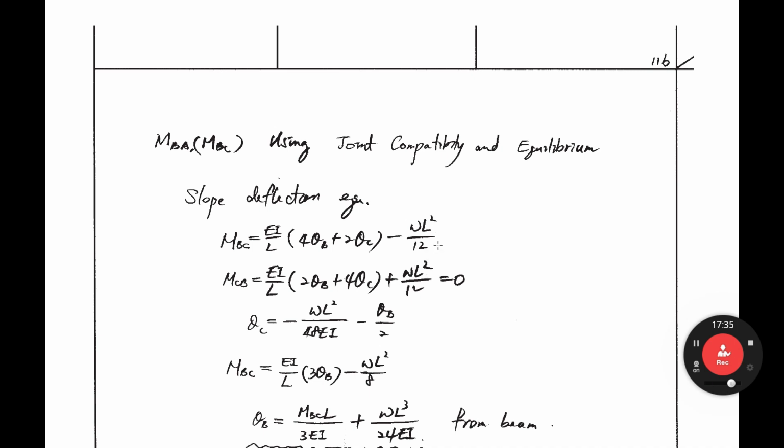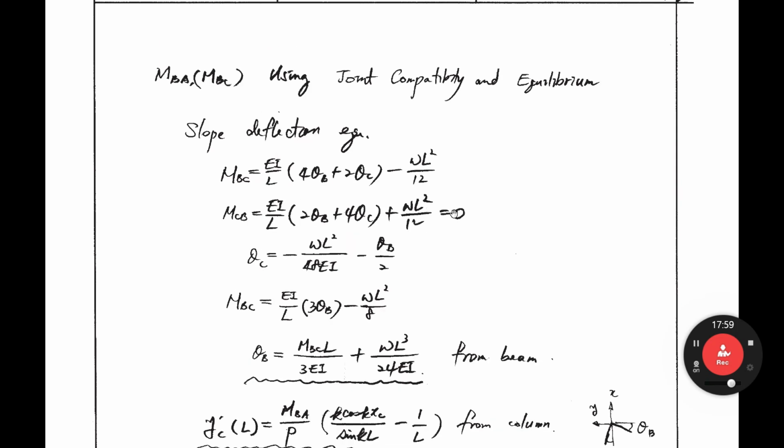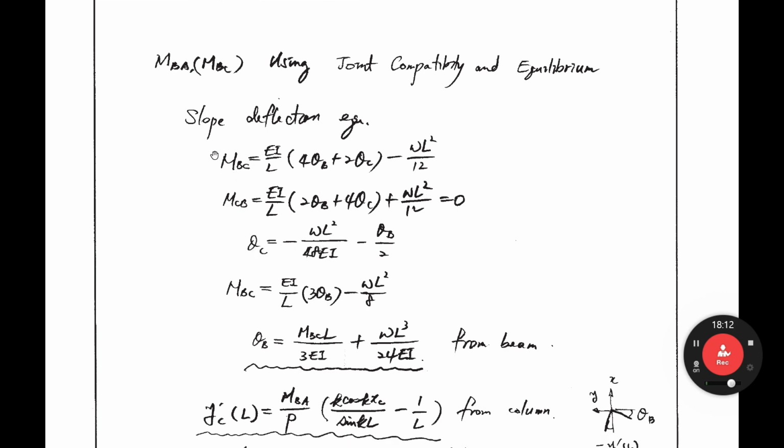Yeah, so like that. MCB equals EI over L times 2 theta B plus 4 theta C, and omega L square over 12 is clockwise, so plus the fixed end moment. The moment MCB here equals 0. Why? It is a hinge, so it is 0. From this one you can get the equation for theta C. So if you input this equation into MBC, you can write MBC as a function of only theta B, but not theta C.